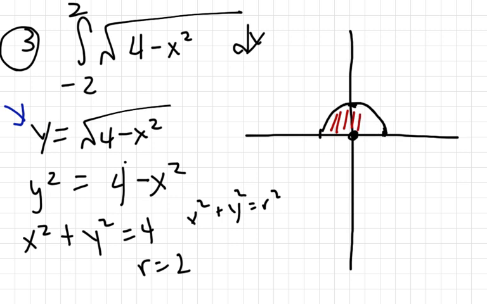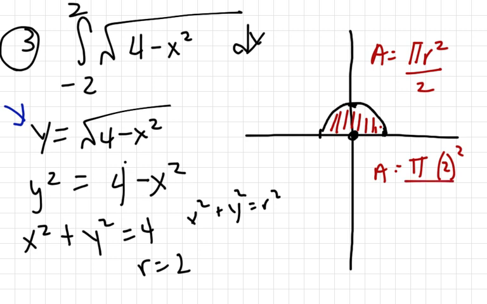So we're finding this area. And how do I find the area of a semicircle? Pi r squared divided by 2. So this would be pi times 2 squared divided by 2, which is 4 pi divided by 2, which is 2 pi. So this equals 2 pi.